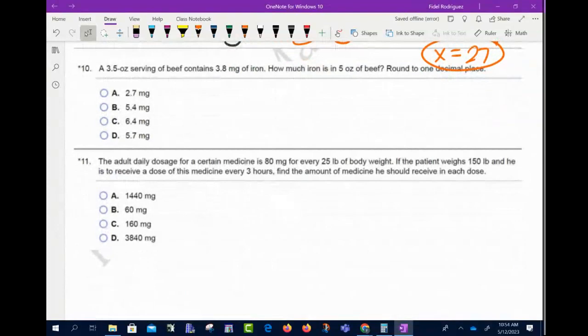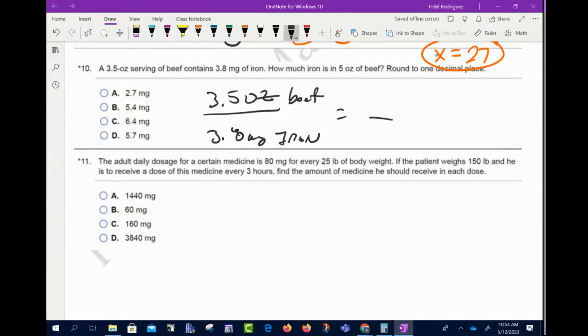So look, y'all, number 10 says a 3.5-ounce serving of beef has 3.8 milligrams of iron. So let's do that part first. 3.5 ounces, that's for the beef, has 3.8 milligrams, and that's how much iron is in there. The second part of the question says, how much iron is in 5 ounces of beef? Where should I put the number 5, y'all? On the top. Perfect. Because that's the number that refers to the beef. We're trying to figure out how much iron we're going to have.